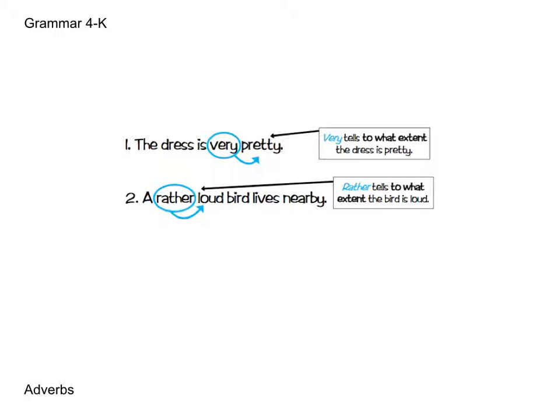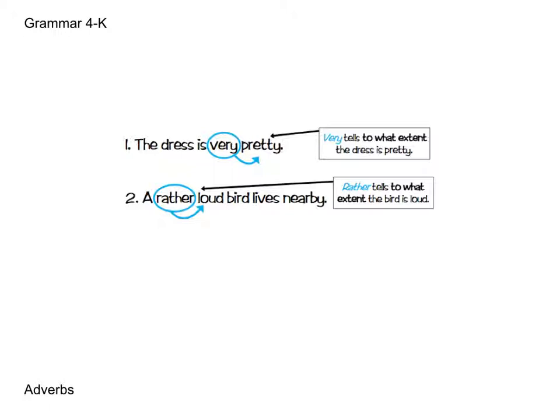The next one is similar. A rather loud bird lives nearby. Now in this, we actually have two adverbs. Nearby is describing where the bird lives. It's describing where the action is taking place. However, rather is also an adverb because it's telling you to what extent the bird is loud. So just make sure you understand that they are two adverbs, but they do different things. They're functioning two different ways. So it's pretty straightforward once you get into it. You just have to go slow, be detail oriented, and you should have no issues whatsoever.